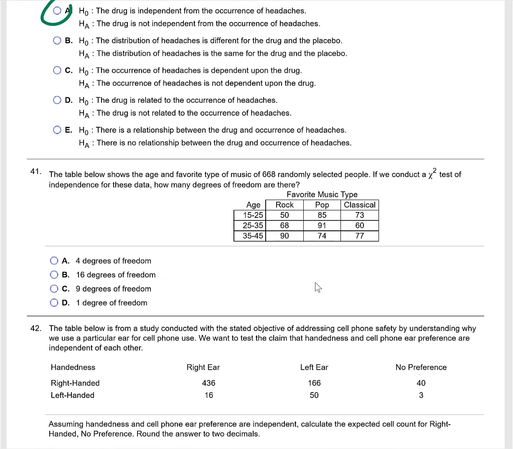The table below shows the age and favorite music type of 668 randomly selected people. If we conduct a chi-square test of independence, how many degrees of freedom are there? So notice row minus 1 times column minus 1. I've got 3 rows, so r minus 1 is 2. I've got 3 columns, so 2 times 2 gives me 4 degrees of freedom.